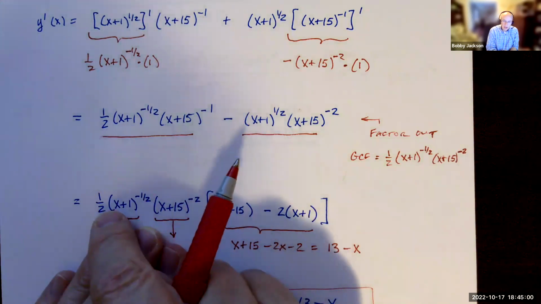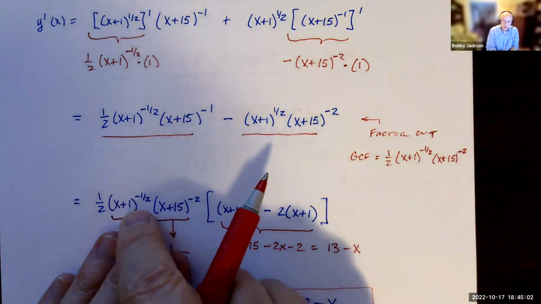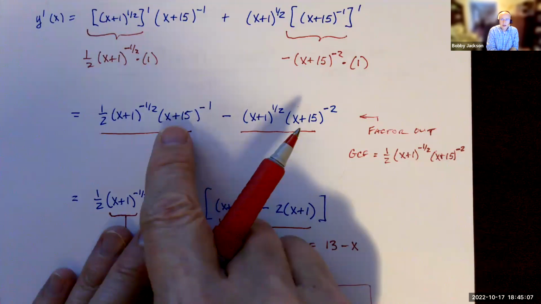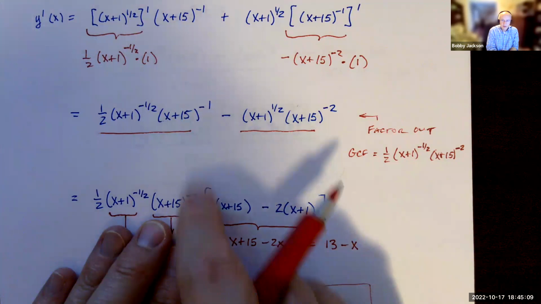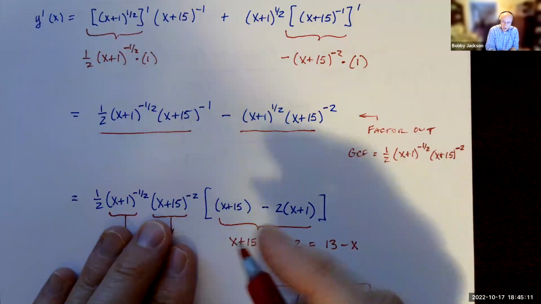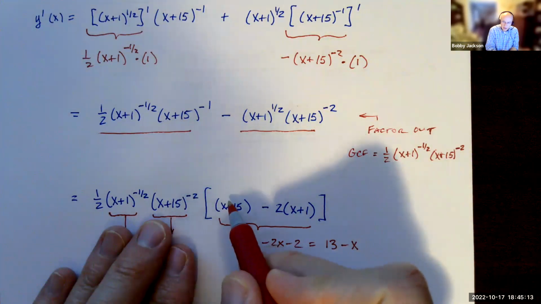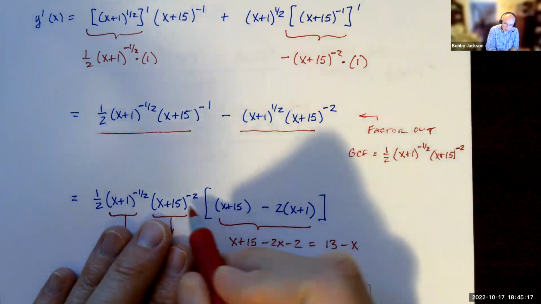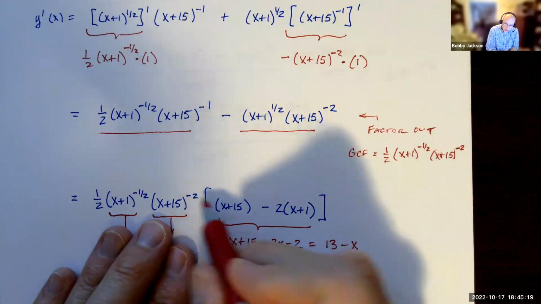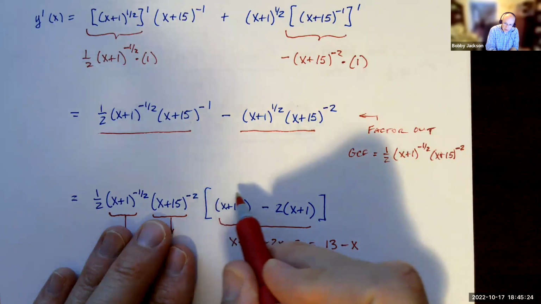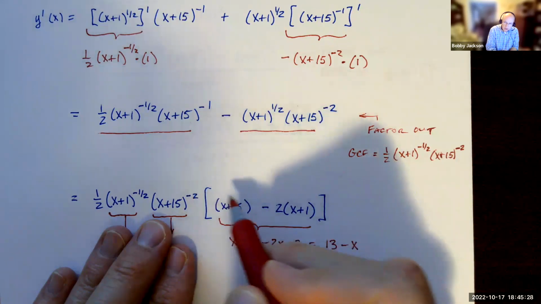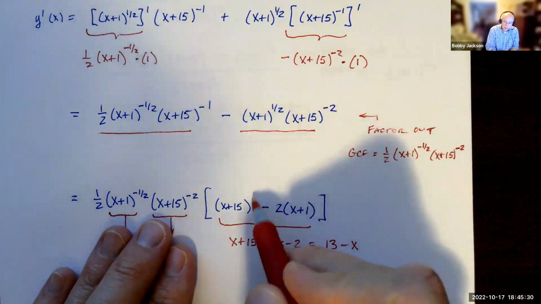Well, the 1/2 comes out. The x plus 1 to the -1/2 comes out. Now, what happens here? How do I do this? How do I factor out x plus 15 to the -2 from x plus 15 to the -1? Well, remember, when I multiply this back through, I'm going to have x plus 15 to what power here? Well, when we multiply like bases, what do we do with these exponents? This -2 and the exponent here, we're going to add together, right? -2 plus this will give me -1. So -2 plus what equals -1? So this is 1.